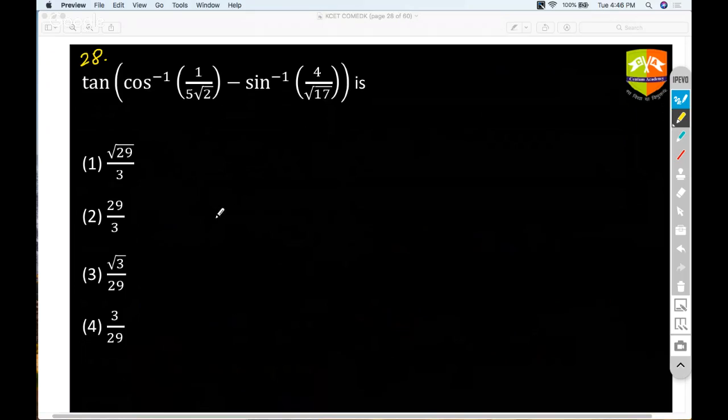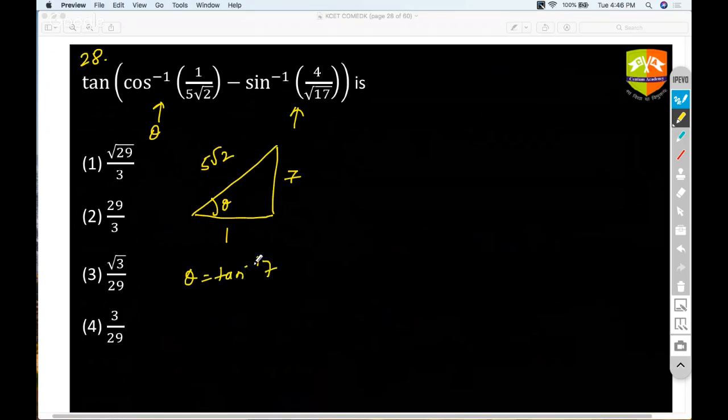All right. So people are going for option number 4. Let's check this out. First of all, I need to convert these cos inverses and sine inverses to tan inverse, right? For that, I will quickly make use of the reference triangle. Let's say this angle is theta. This will be 1, this will be 5 root 2, so this obviously would be 7. So theta is nothing but tan inverse 7.